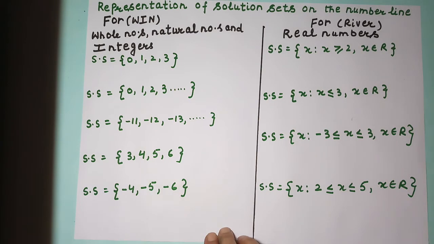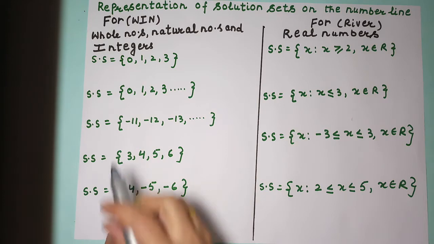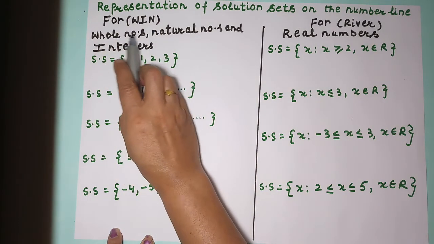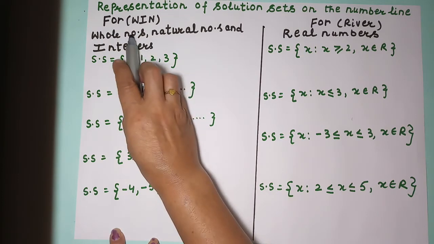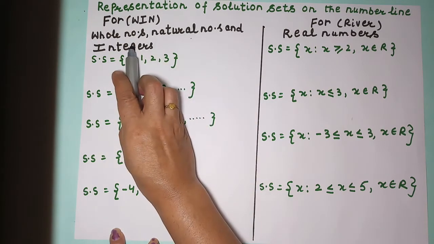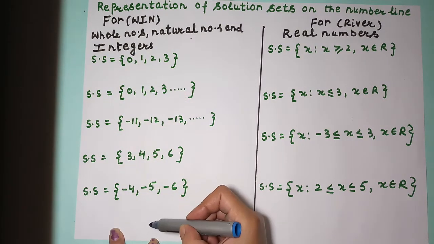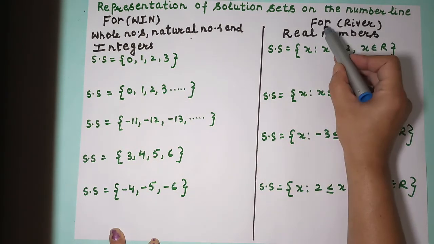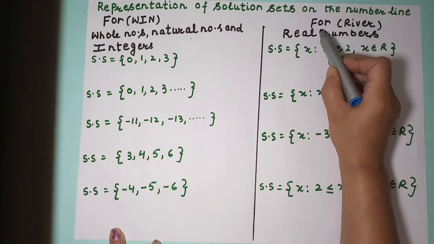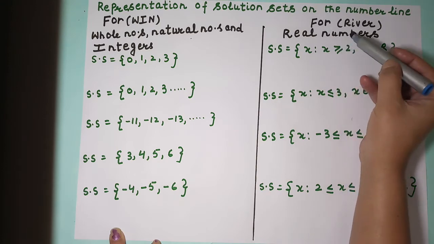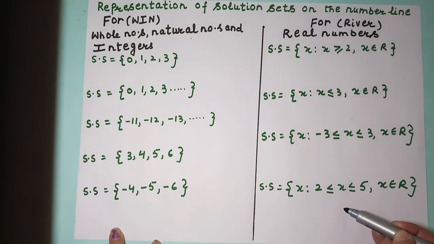In this video, we are going to learn how to represent the solution sets of the inequations on the number line. We have divided it into two parts. One is for WIN. WIN means whole numbers, natural numbers and integers. How we will represent whole numbers, natural numbers and integers with some of the examples given over here. And the other part is for RIVER. RIVER means real numbers. Why are we calling it RIVER? We will understand when we draw these on the number line.